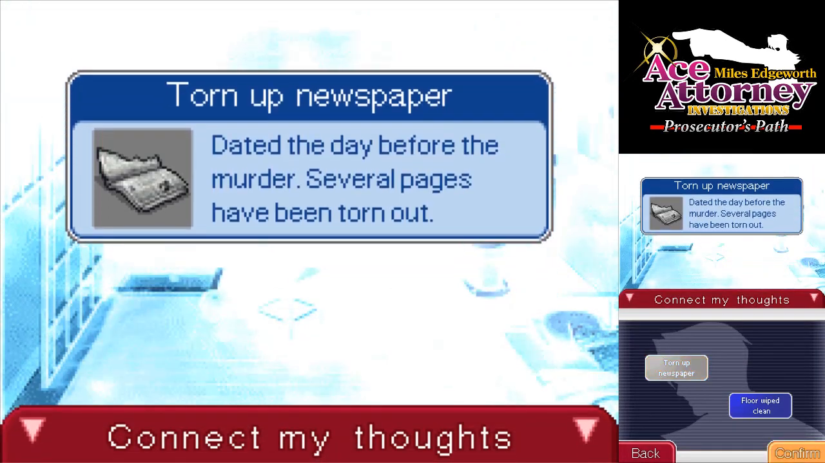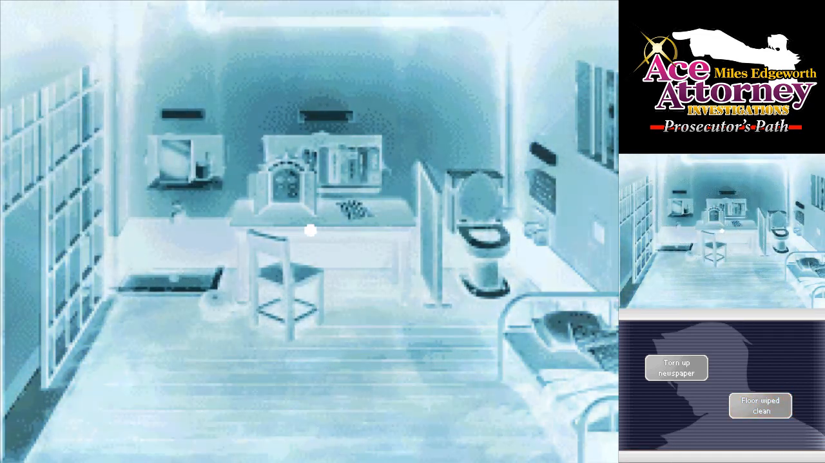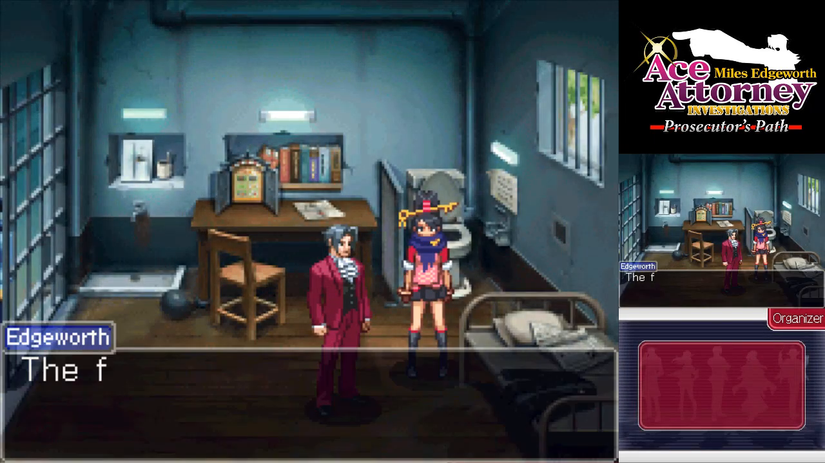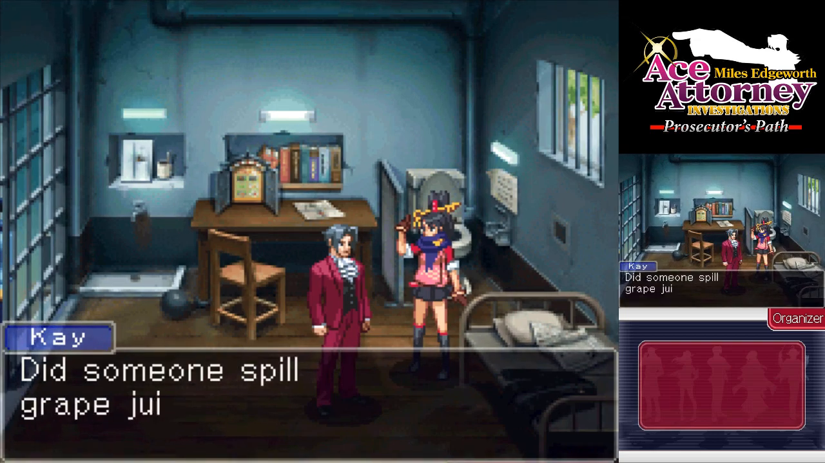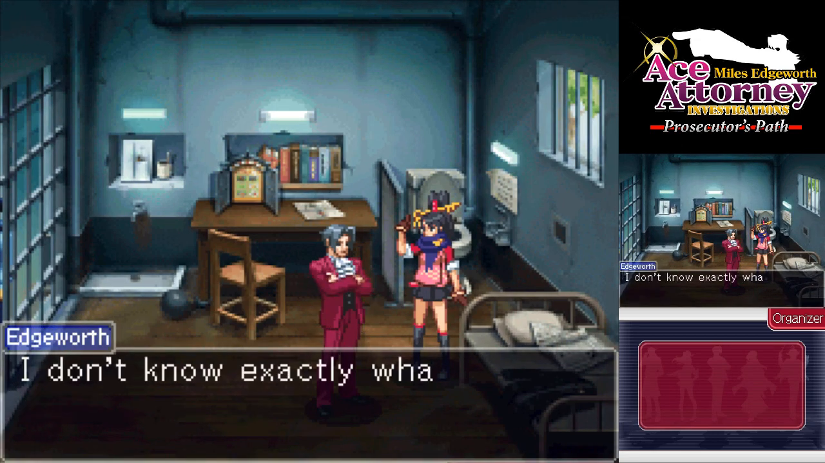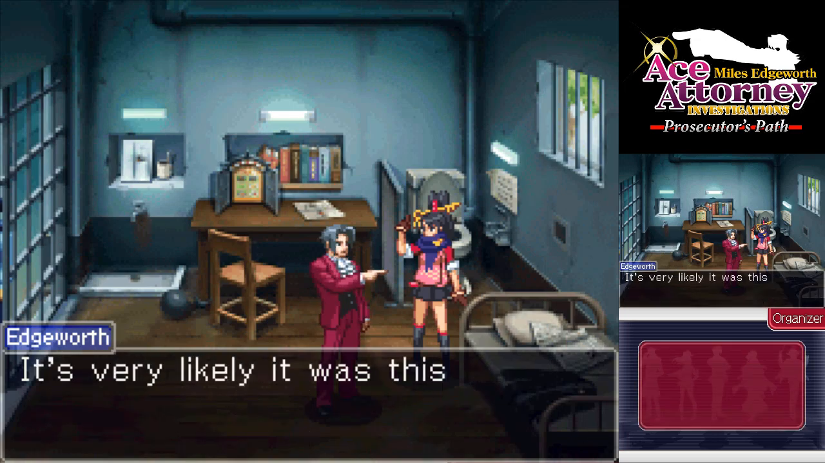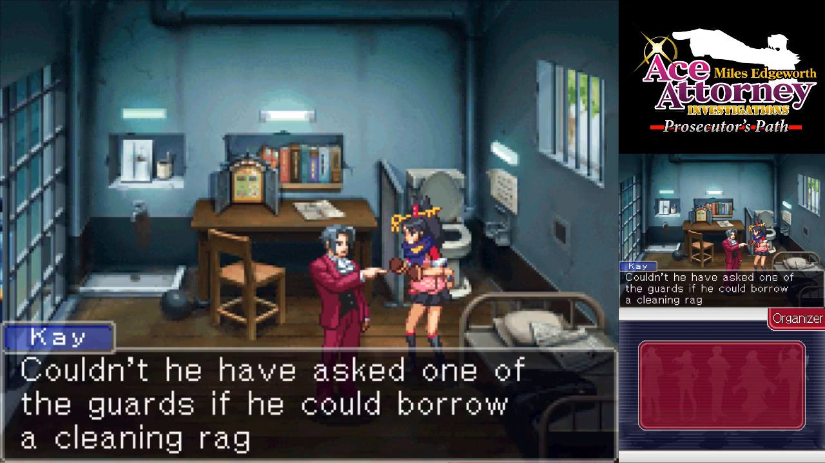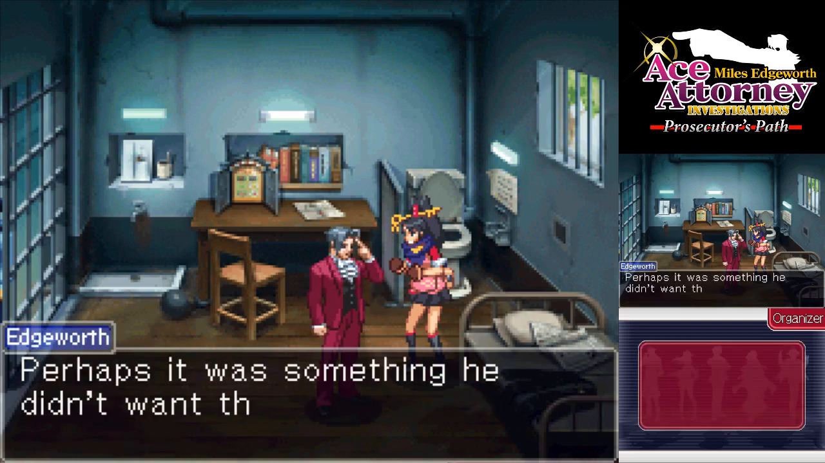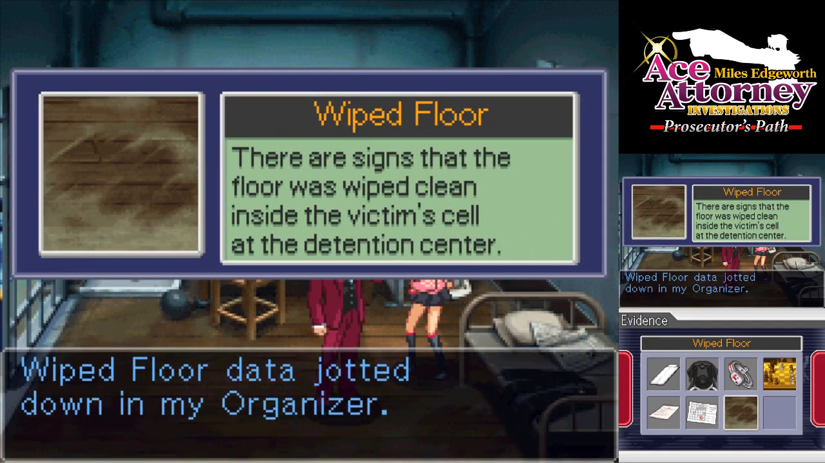Well, let's see if we can connect these. Let's see, am I wrong? Oh, hey, I'm right. The floor here is clean. It was probably wiped down with something. Did someone spill grape juice in here? I don't know exactly what was wiped away, but I can imagine what was used to wipe it. It's very likely it was this torn-up newspaper. Couldn't he have just asked one of the guards if he could borrow a cleaning rag? Perhaps it was something he didn't want the guards to see. Wiped floor data jotted down in my organizer.